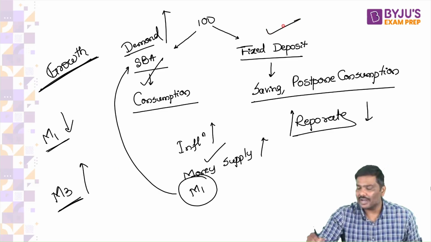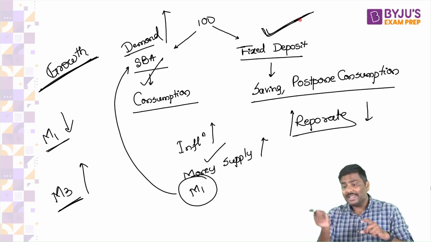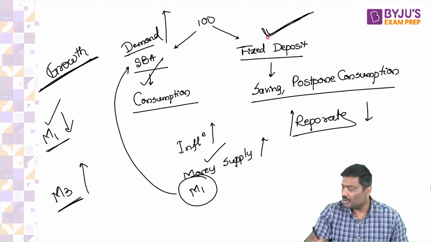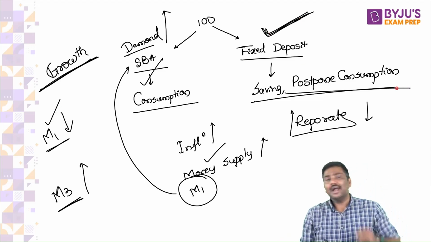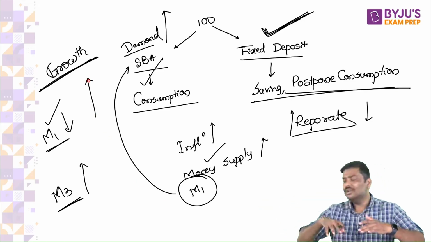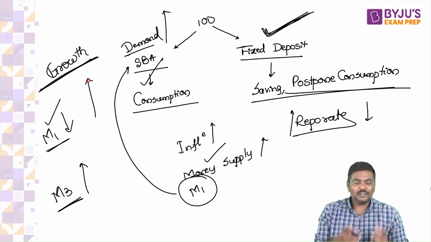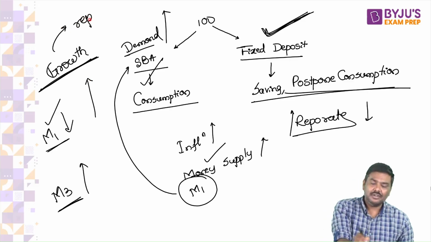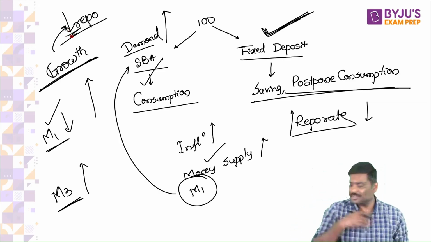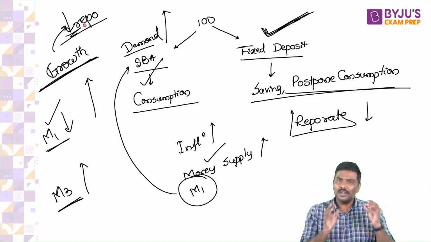Why? M1 is decreasing and M3 is increasing, which means what? People are keeping more and more money in the form of fixed deposit. They are not keeping money for immediate consumption. They are postponing consumption. At this point of time, if you increase the CRR, money supply will further come down. That will not contribute to growth. That will further pull down the growth. Yes or no? I'm sorry, you should decrease the repo rate. My mistake. You should decrease the repo rate, not increase it.